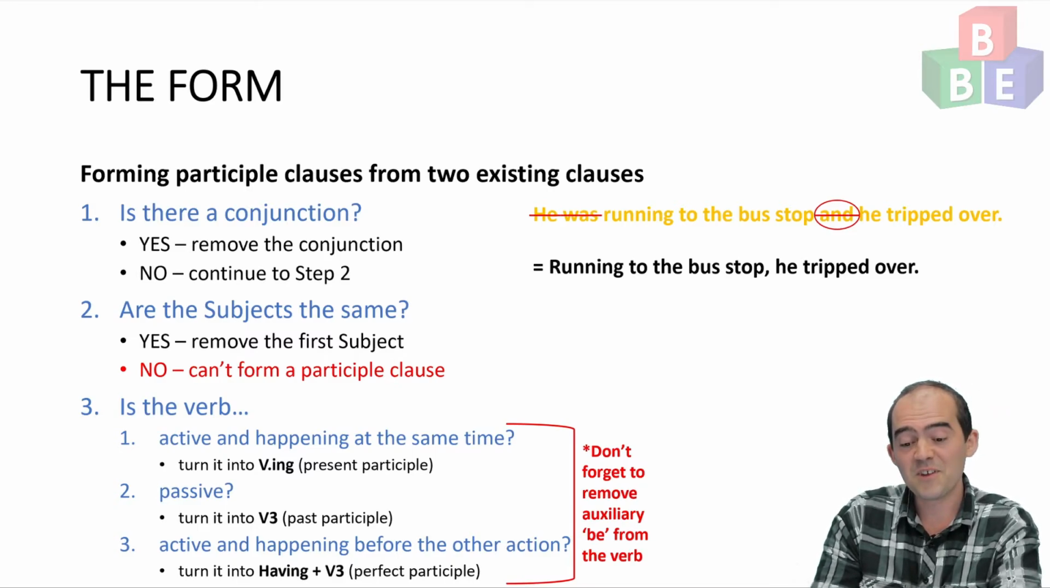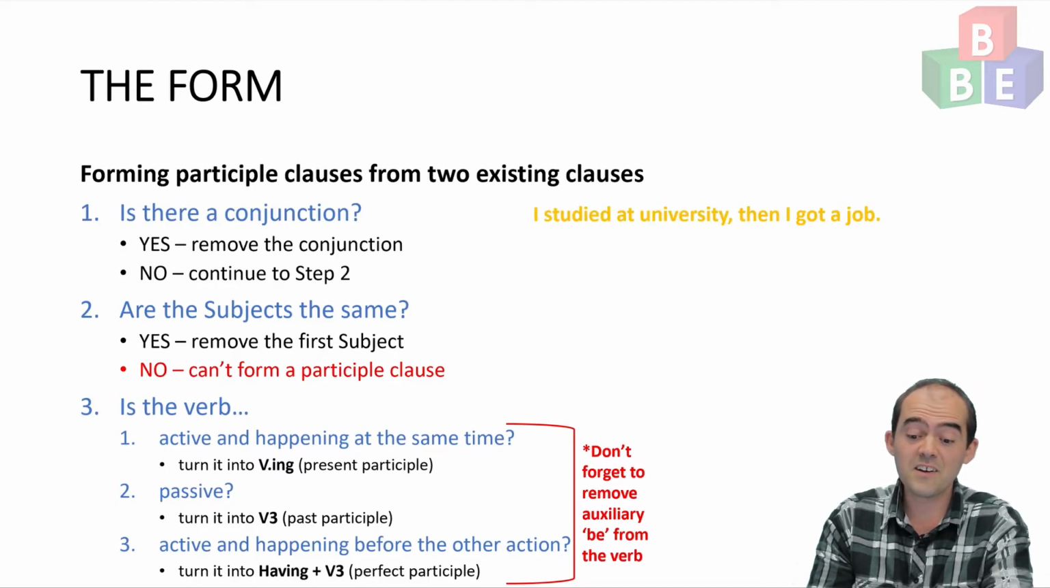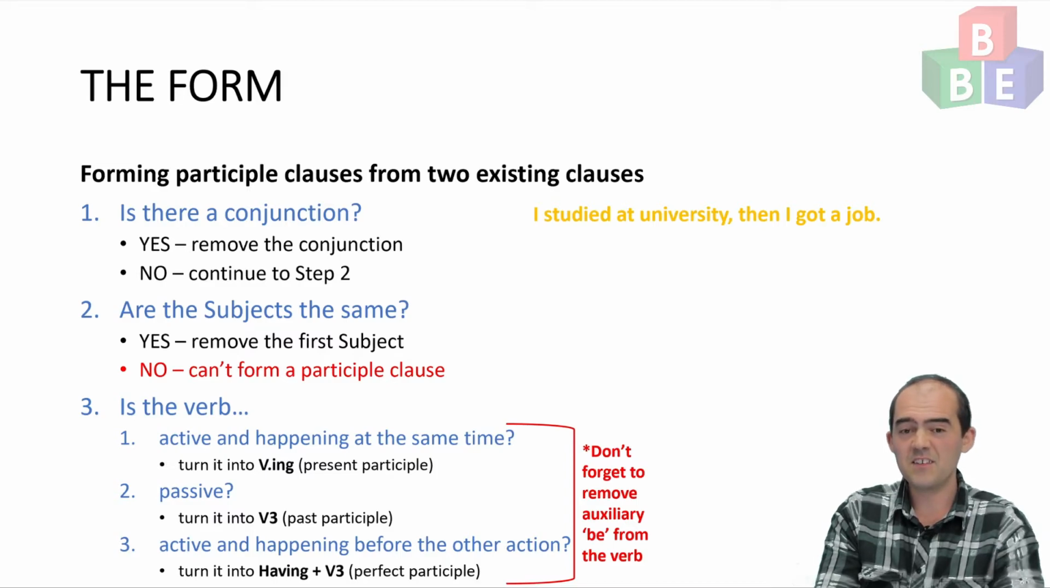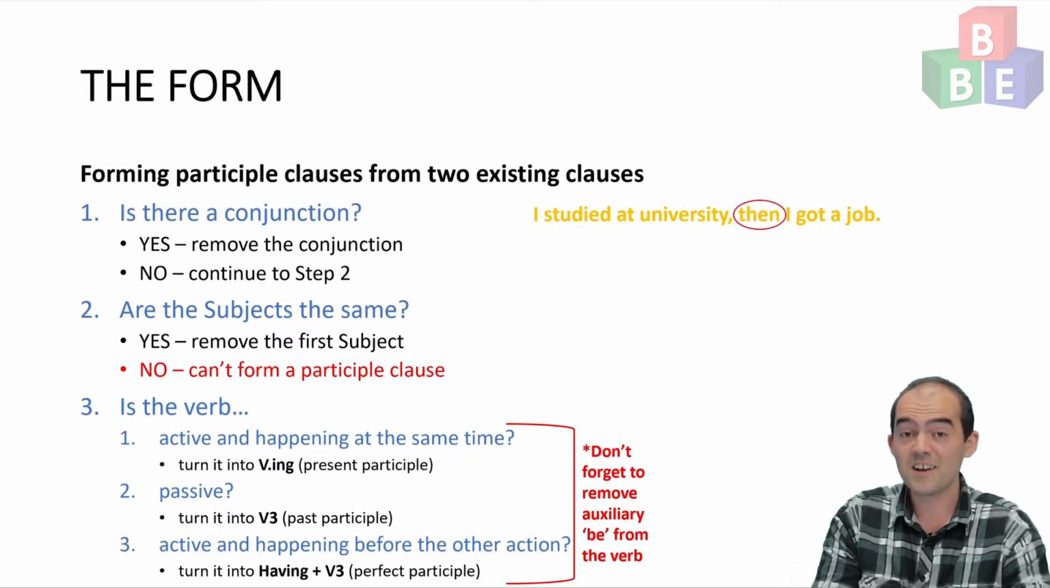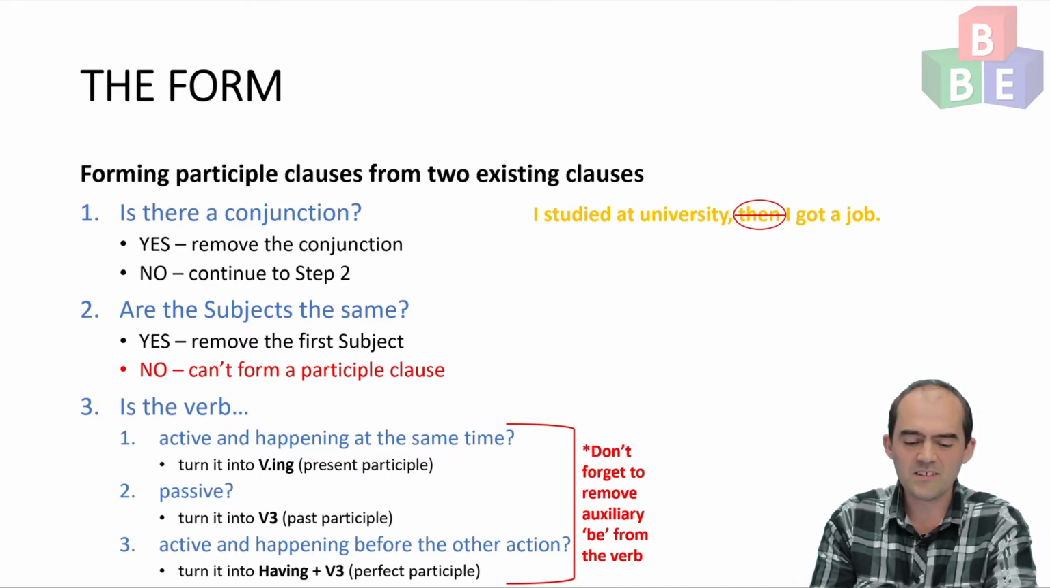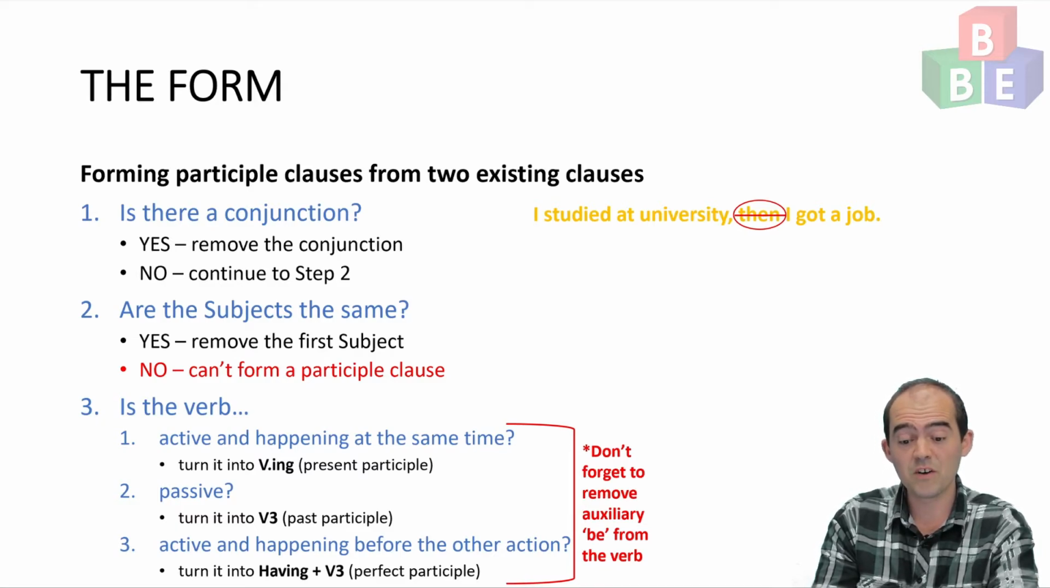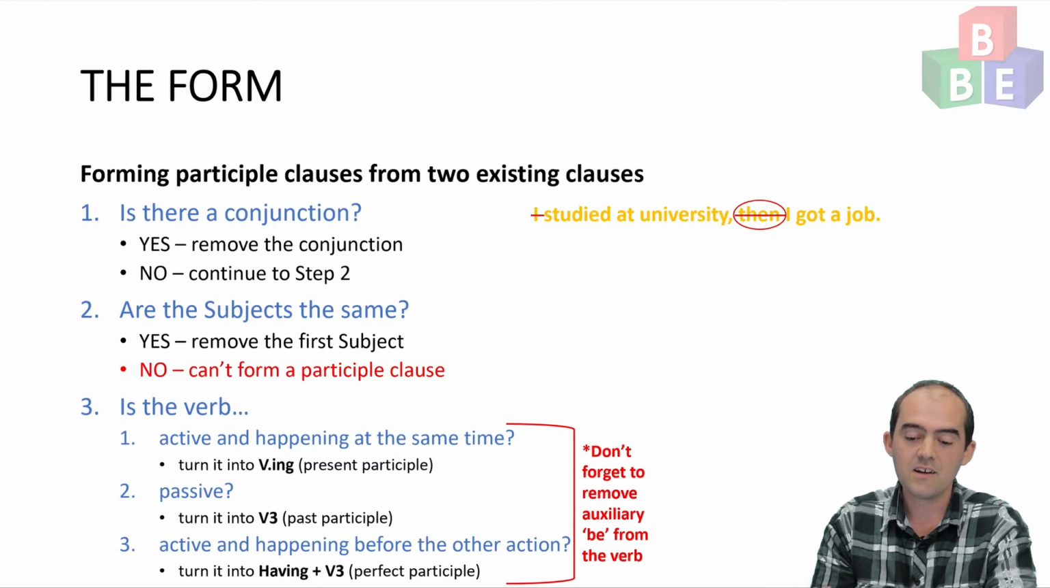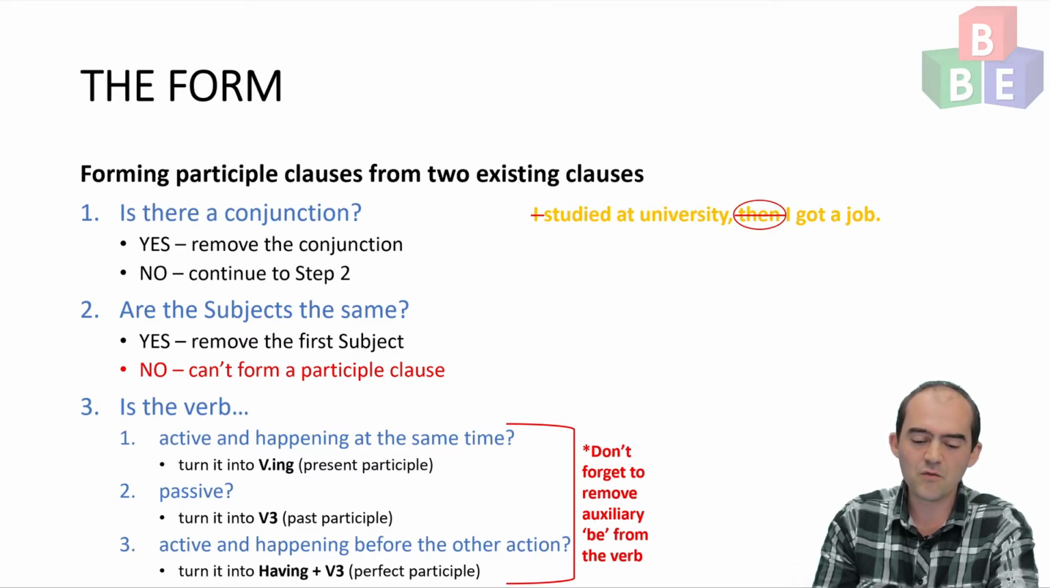Okay, here's another example. I studied at university, then I got a job. Is there a conjunction? Yes, we have the conjunction then, so I can remove this. Are the subjects the same? I studied, I got, yes, so I can remove the first I. Now, what is the verb doing?